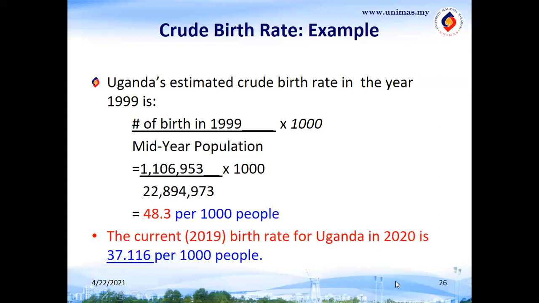Currently, however, things have changed lah. Jadi, although they have changed, but quite slowly, agak perlahan kalau dibandingkan dengan kebanyakan negara lain. So the current population, which is in 2019 figure, the birth rate for Uganda in 2020 is 37.116. Still very high, still very high birth rates among the Ugandan ataupun orang-orang Uganda.